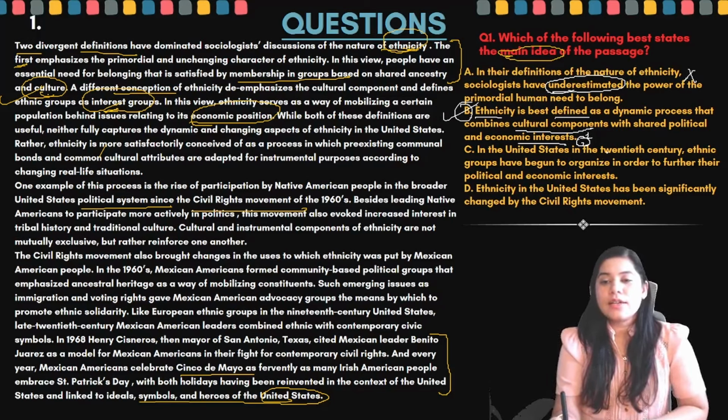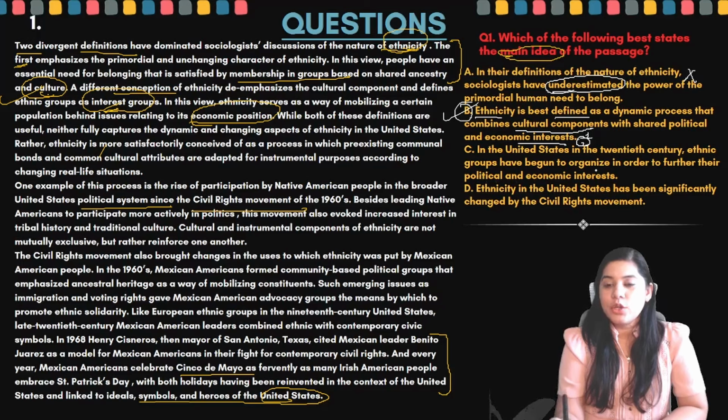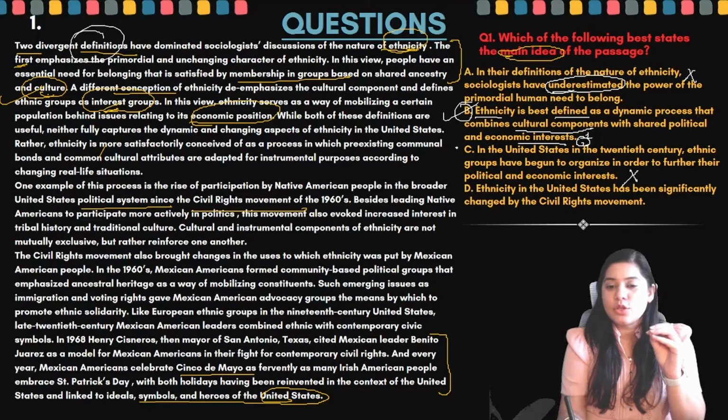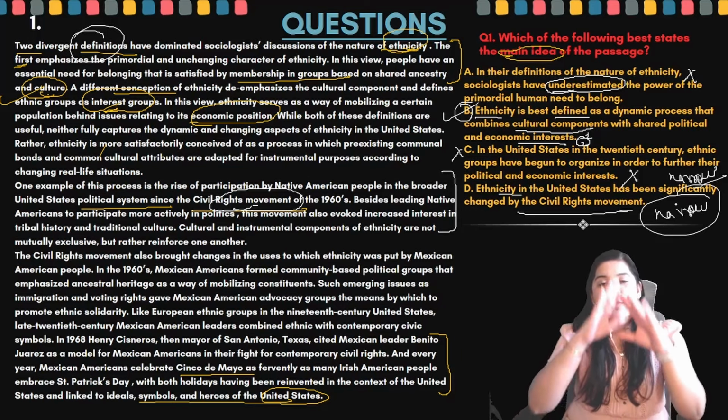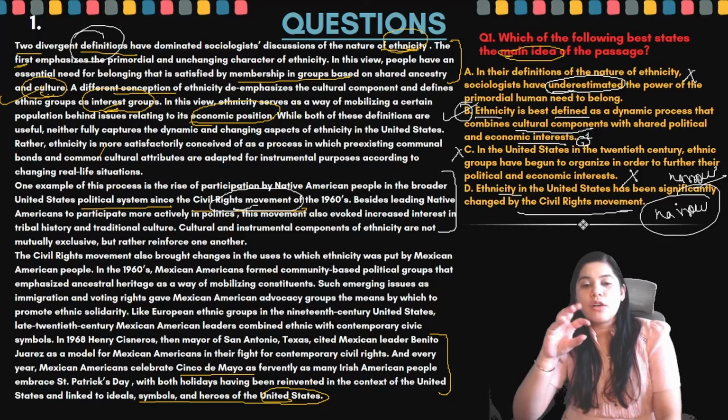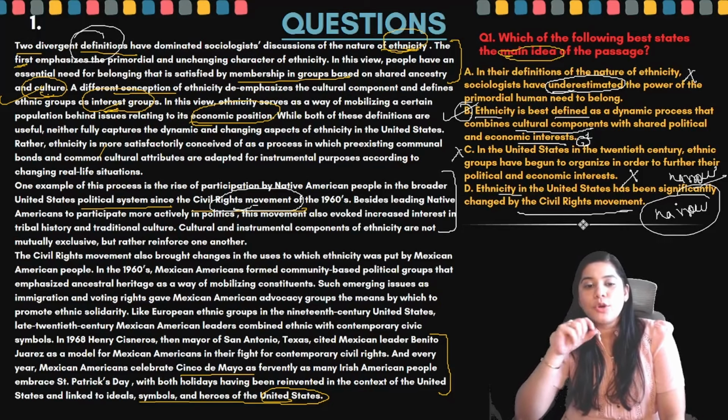See, in the United States, in the 20th century, ethnic groups have begun to organize in order to further their political and economic interests. So people are trying to further, no, we are just defining ethnicity. That's what is happening, isn't it, in the first few lines? So this is also very narrow, even if it is written somewhere and we may not have read it. Ethnicity in the United States has been significantly changed. We don't know if it has changed by civil rights. Maybe it is civil rights, something is written, but again, it only covers this paragraph. One thing we need to understand, students, is the broader question: if the question is from the whole passage, then you need to choose an option which covers the overall point. So every paragraph talks about ethnicity here.